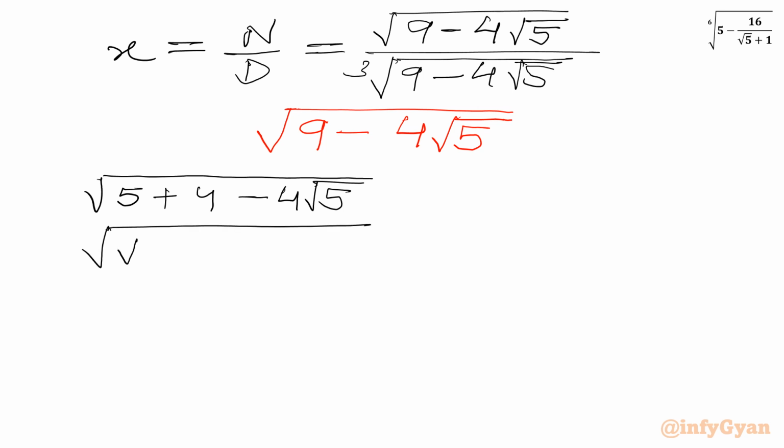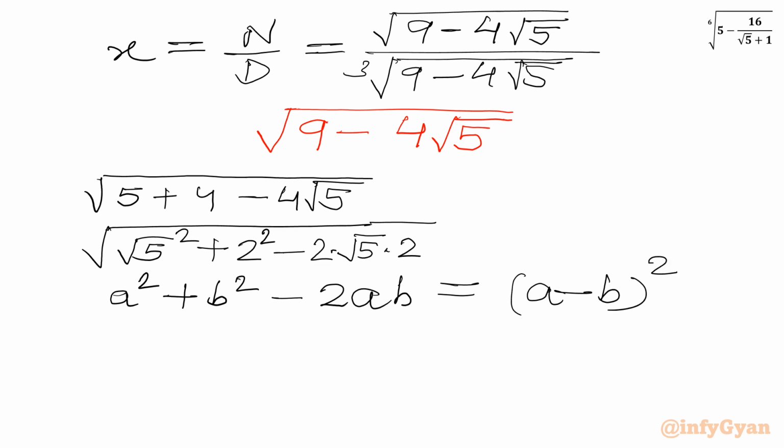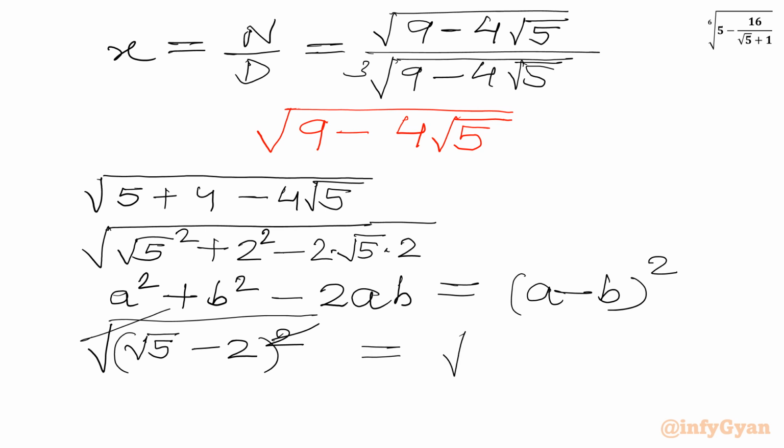5 we can write as square root 5 whole square. 4 can be written as 2 whole square. Then minus 2 times square root 5 times 2, which is 4 root 5. Now I will be writing one algebraic formula, a square plus b square minus 2 times ab, which is equal to a minus b whole square. So I can write square root of square root 5 minus 2 whole square. Now we can cancel square root with square. So our numerator will come out as square root 5 minus 2. So this is the value of our numerator.